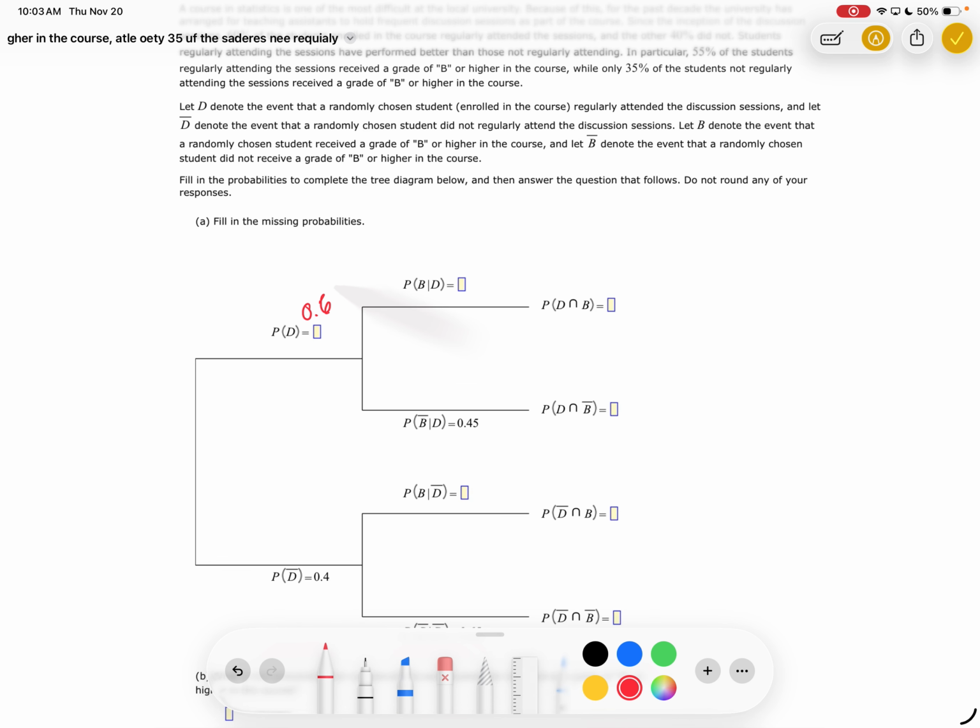All right, what's the probability that a randomly chosen student did not receive a grade of B or higher? So all that's saying is did not receive a grade of B or higher. So I'm looking for this one and this one. So it'd be 0.27 plus 0.26. That'd be 0.53. Okay? Sound good?